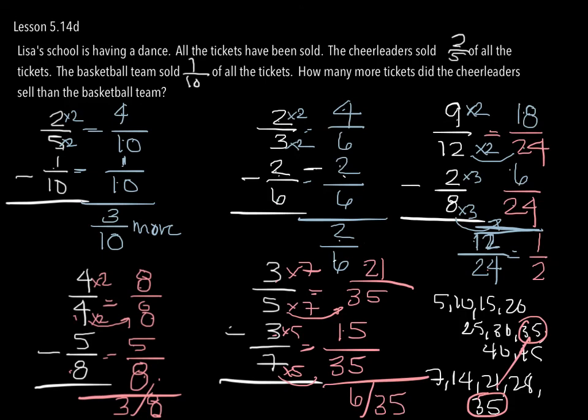All right, so we cannot simplify this anymore because 6 is divisible by 1, 2, 3, and 6. 35 is not divisible by 2 because it's an odd number. It is not divisible by 3, and it is not divisible by 6. So that's how it's going to stay. All right, so that's the end.